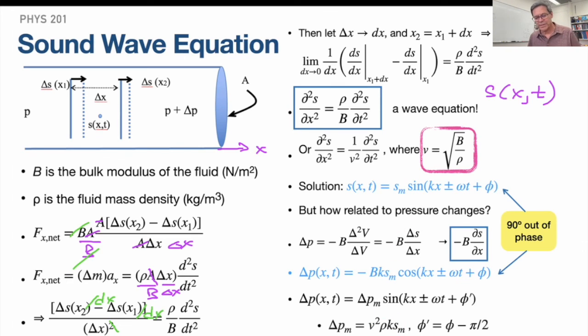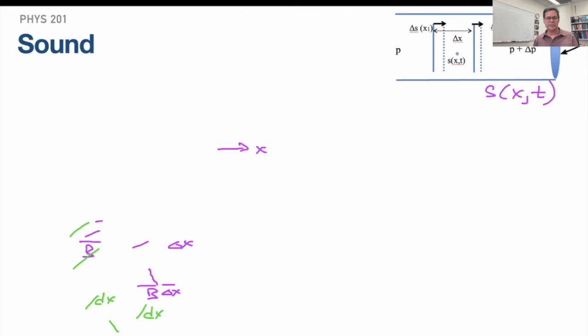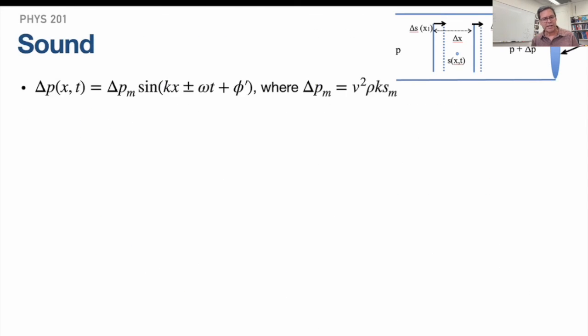Okay, a lot of math there. Hopefully that made some sense. So we've now derived both the wave equation and solutions for the pressure wave, or the displacement wave, if you like, this longitudinal wave due to sound. What did it all mean? Let me try to summarize that.